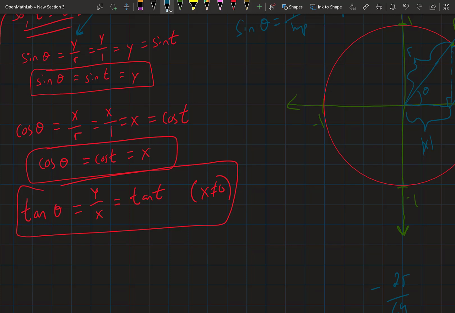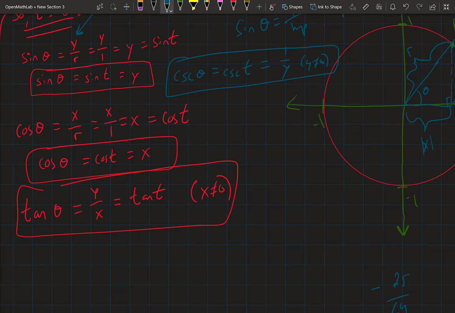reciprocal functions, right? So, for sine, remember cosecant is the reciprocal of sine. So cosecant of theta equals cosecant of t, which would be equal to, so the flip, 1 over y, where, of course, y cannot equal 0 here, since y is in the denominator.